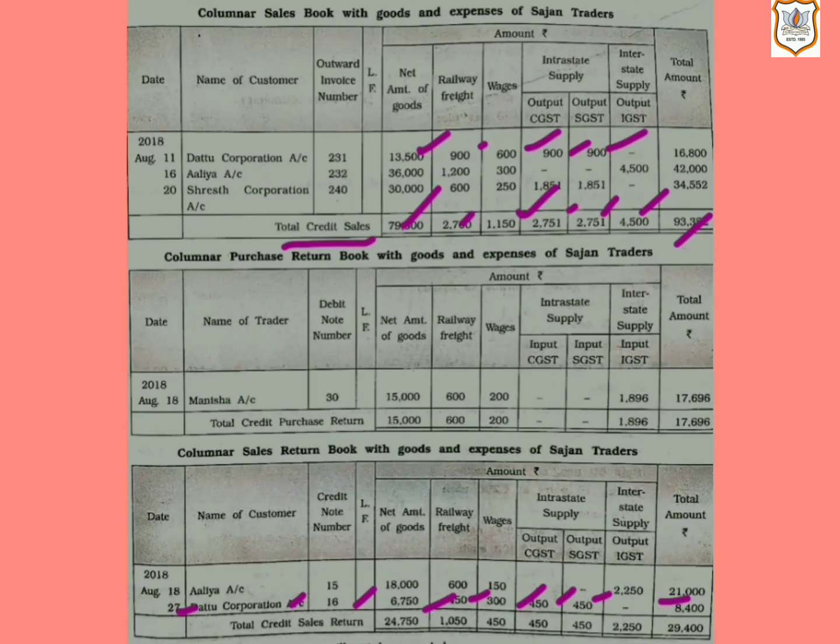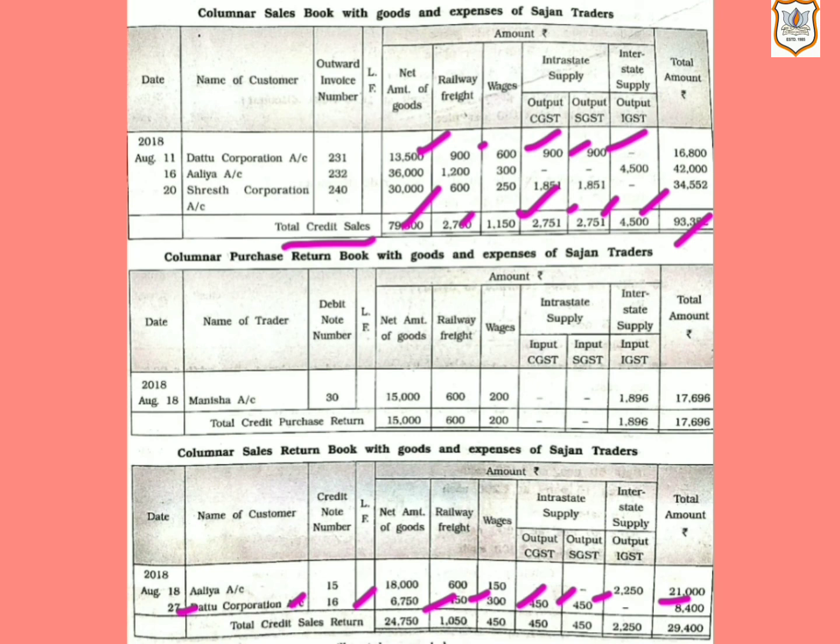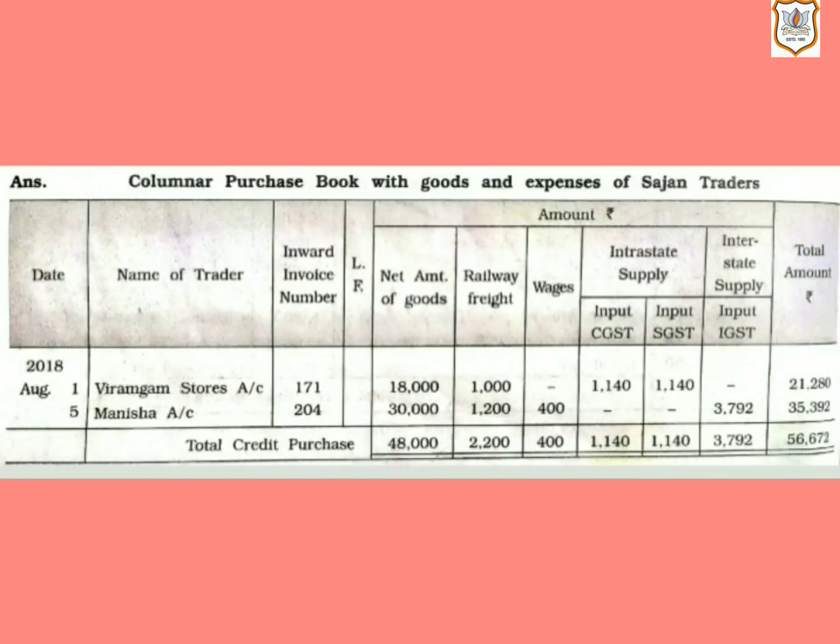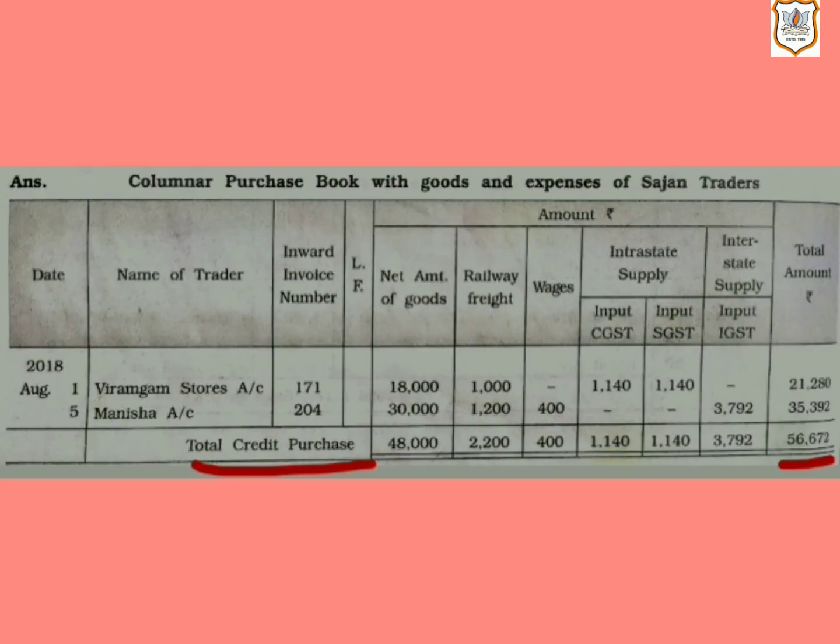Now similarly, total credit purchase return is 17,696. Then total credit sales return is 29,400. And total credit purchase is 56,672. So here we have completed question number 13. I hope you would have understood this. Thank you very much.